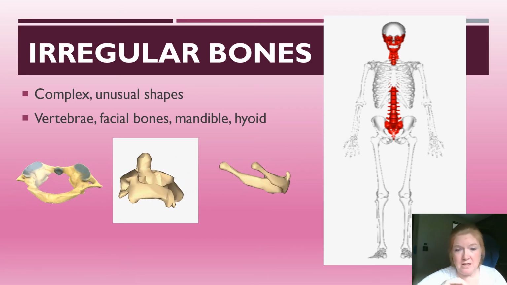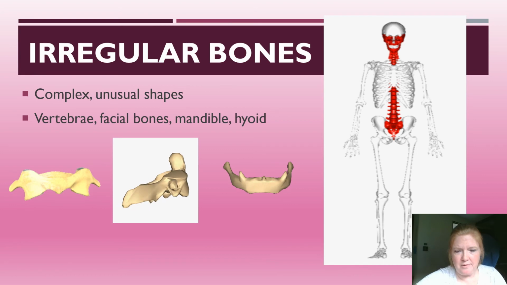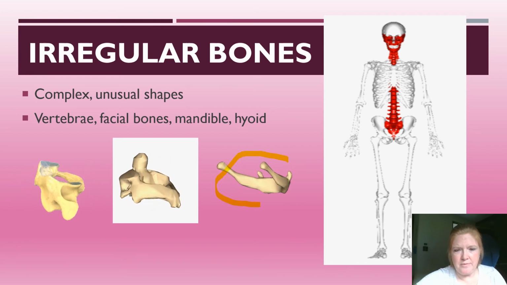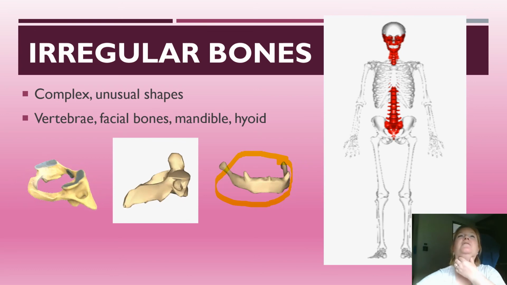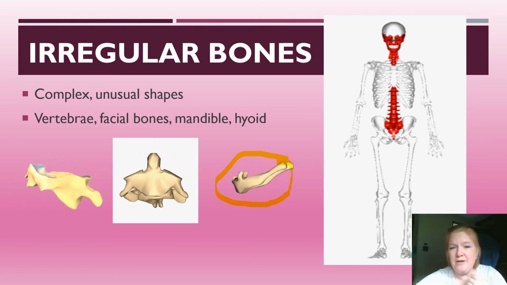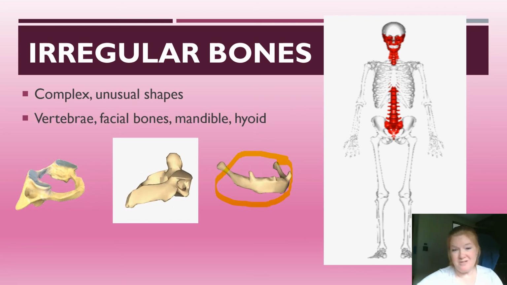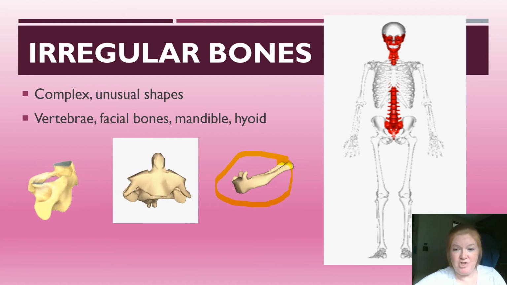The hyoid is a very strange looking bone, just so you know, it's this one right here. You can feel it and move it back and forth. Irregular bones kind of don't fit into any other category. Weird, complicated shapes.